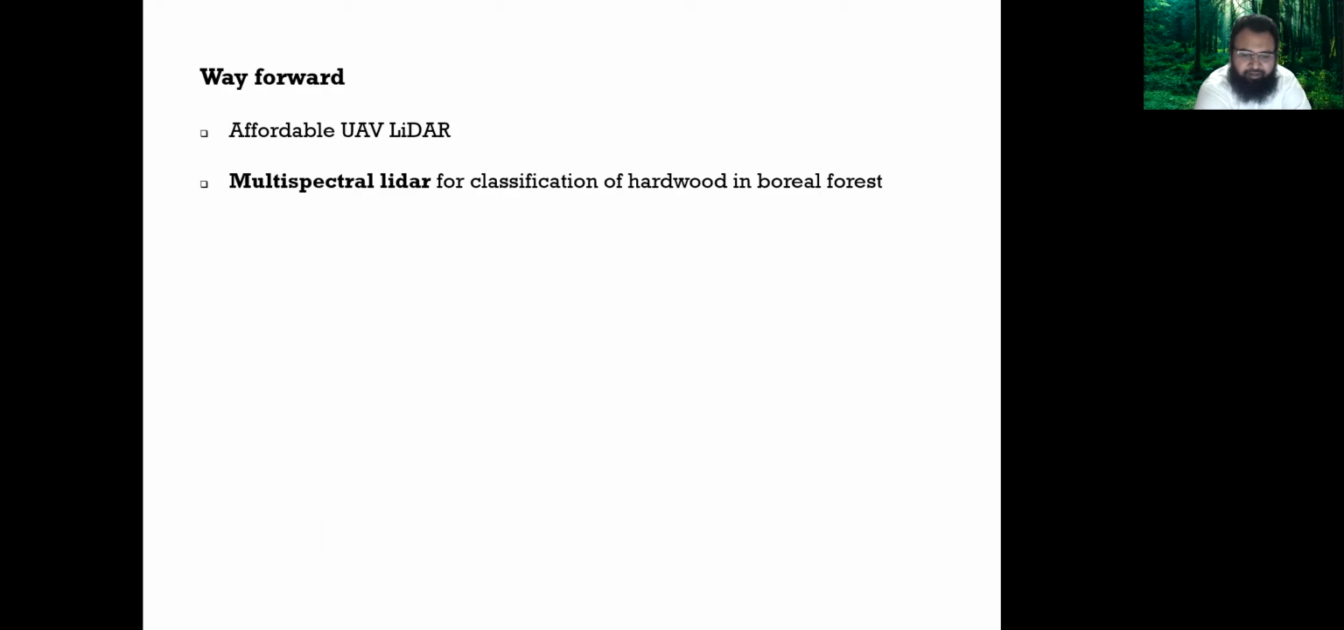Unmanned aerial vehicles might not be suitable for our FMA forest inventories. However, they can be used on a smaller area to get some more detailed information.